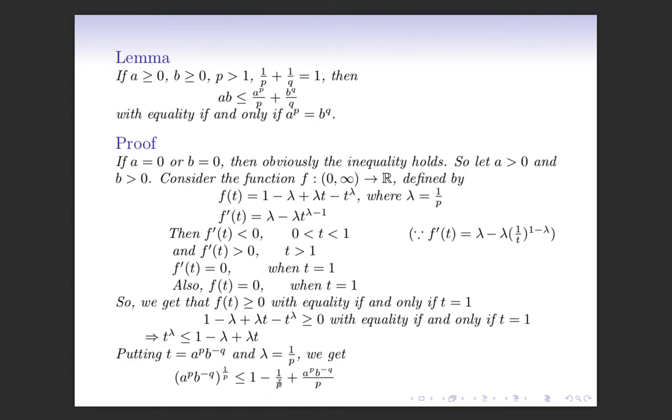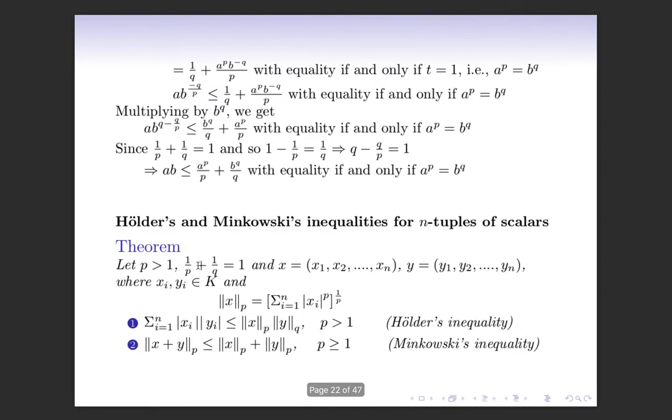Here 1 minus 1 by p is equal to 1 by q. So here we can write 1 by q. And here a to the power p to the power 1 by p means a to the power 1, and b to the power minus q by p. So we have this.